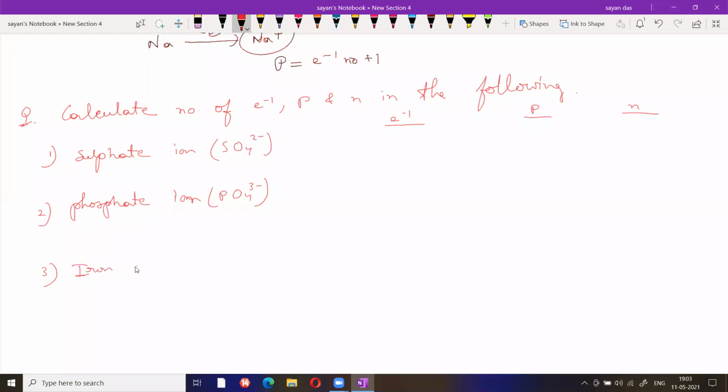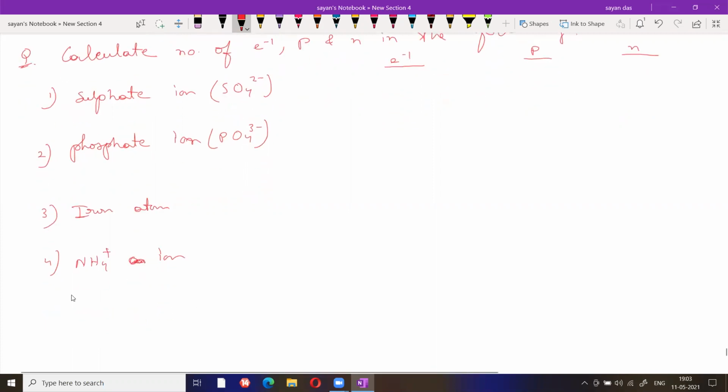Iron atom. Fourth one, ammonium ion, NH4 plus. Fifth one, chromyl ion. What is the formula of chromyl ion? CrO2 2 plus.